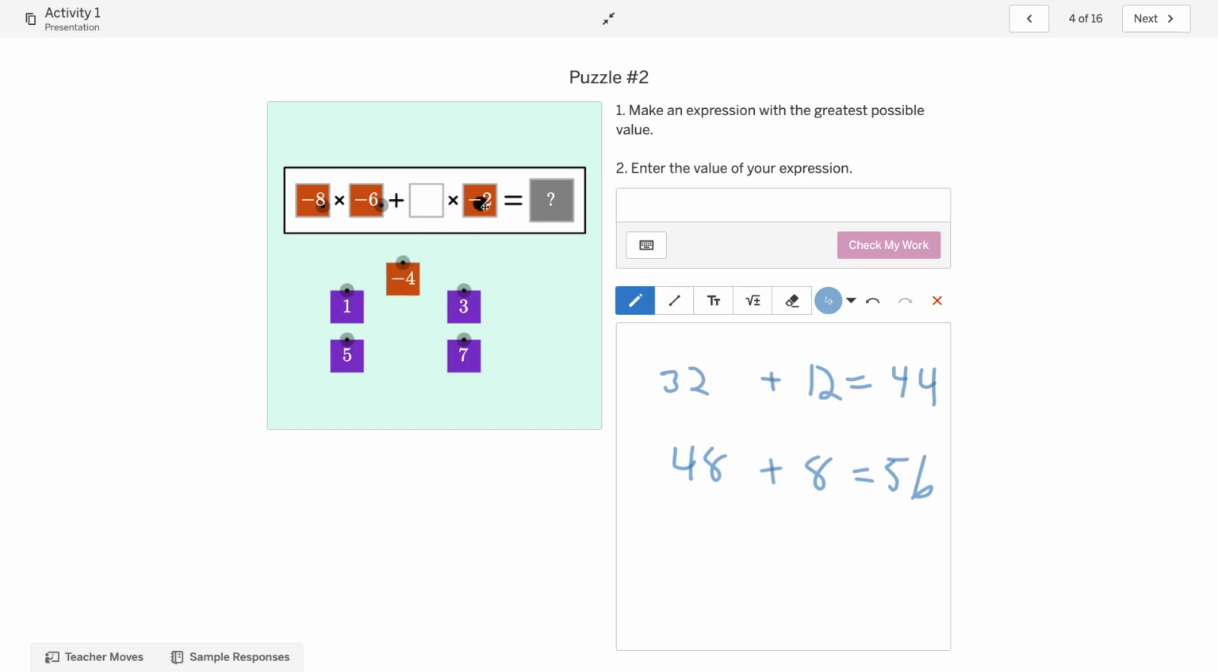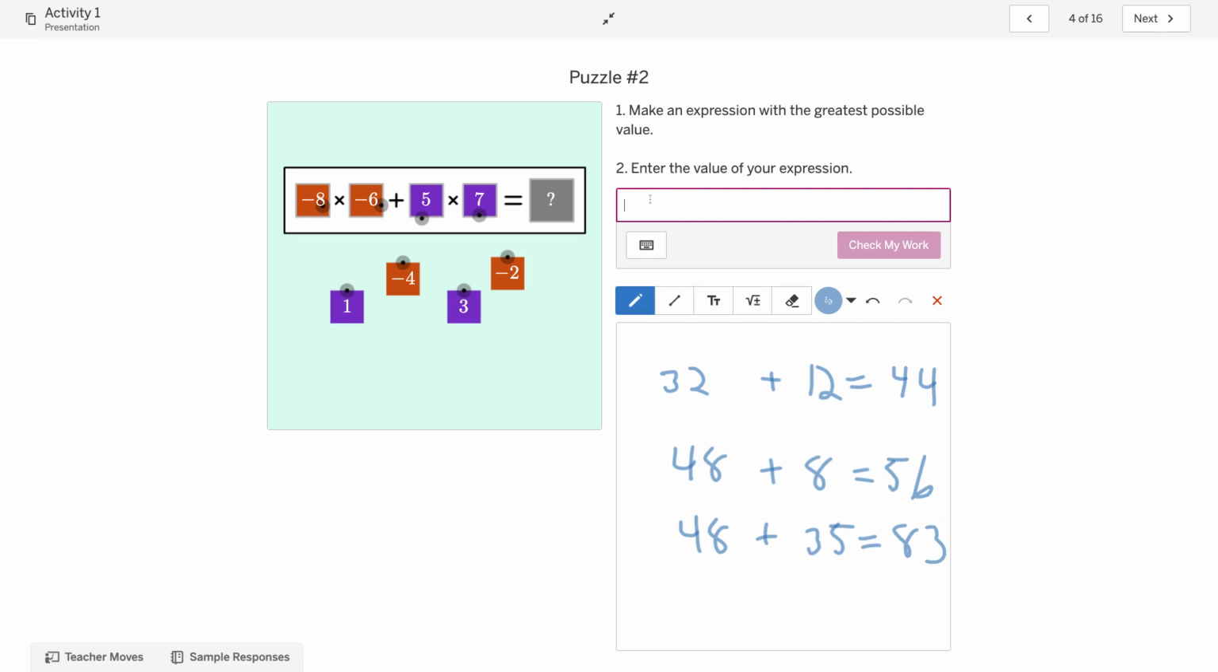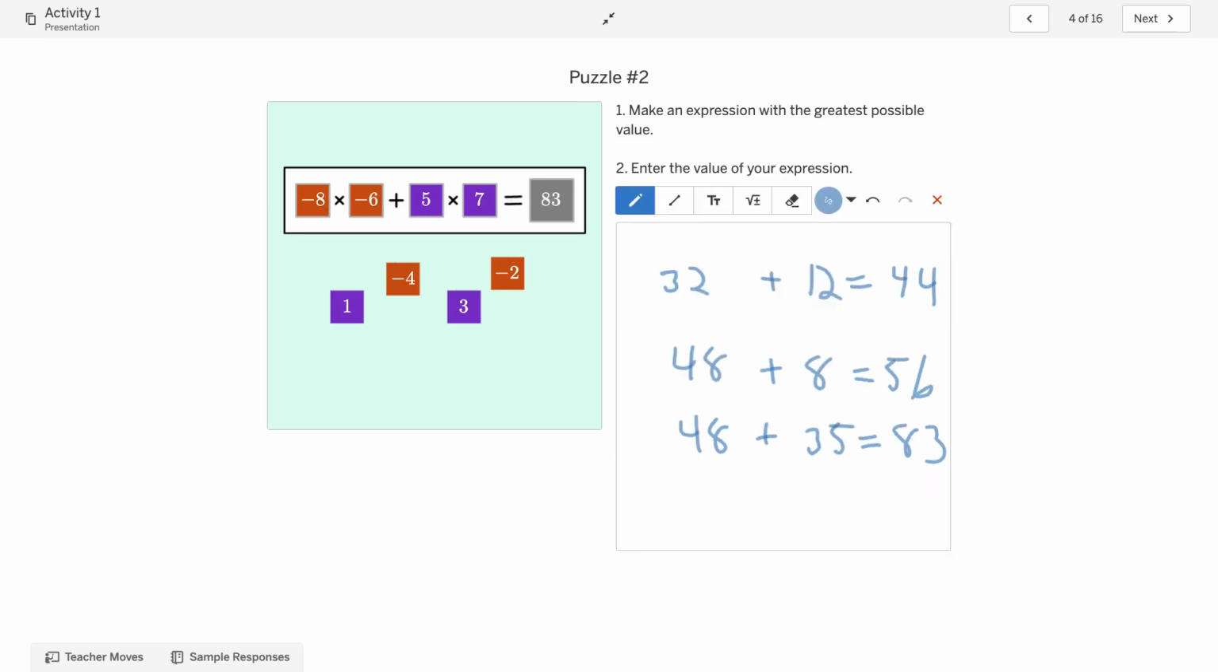Well, I could take this one out and put in my largest positives, like that. That's going to give me a positive. That's going to give me 48 plus 35, which is going to work out to 83. That seems pretty big, and I'm just going to check it out and see if that's my largest. And it worked. Could I go greater? I think I'm fine with 83, so I'm just going to continue on.